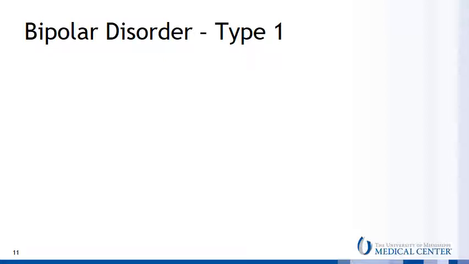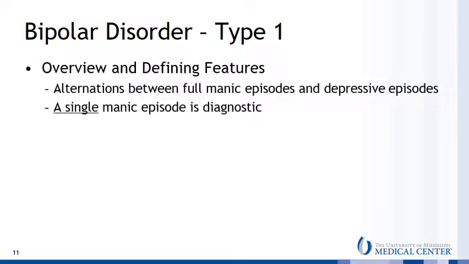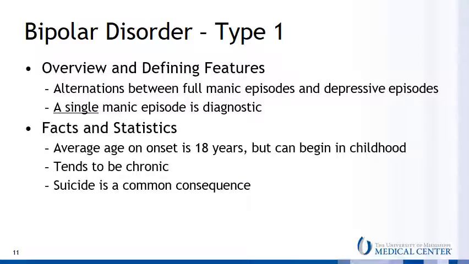The prototypic bipolar disorder is bipolar type 1. Its defining feature is the appearance of at least one manic episode. This is important to remember because patients with bipolar type 1 frequently also have hypomanic episodes and may never experience a full-blown depressive episode, although most do. The average age of onset is in the late teens or early 20s, but it can begin in childhood. Most cases are chronic, recurring over the lifetime, and as mentioned before, suicide is common.